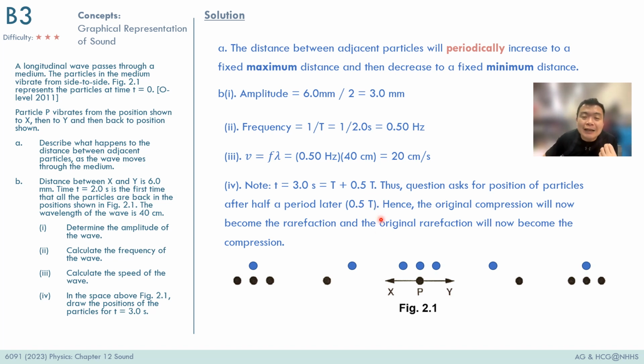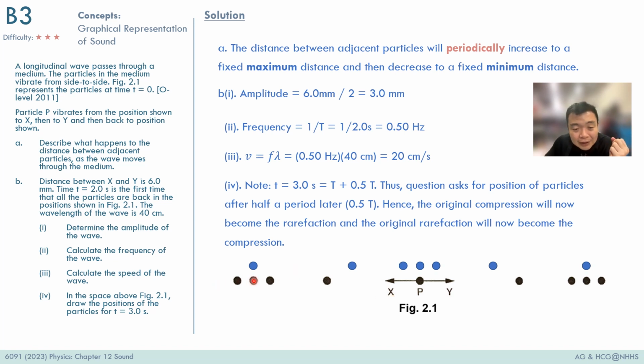So what happens every half a period? A particle at compression, after half a period, the same particle will be at a rarefaction. So that's the trick that I'm trying to use. At half a period later, the particles at original compression will now become the rarefaction point. The particles that were originally a rarefaction point will now become a compression point. So that is the trick that I'm using.